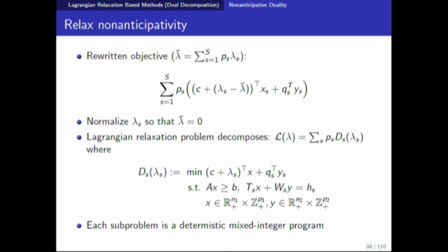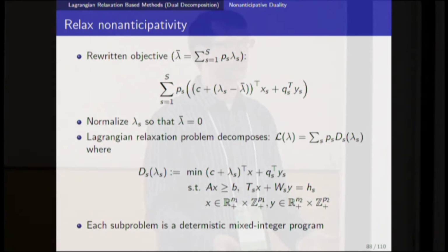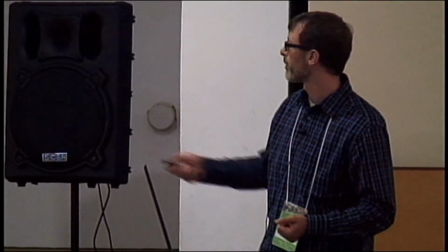I also don't like that I have lambda s minus lambda bar showing up here. And since that lambda bar is being subtracted from everybody, I can actually just assume that it's equal to 0, because I could just do that subtracting after the fact. So as a kind of a normalization, I can assume that that lambda bar is equal to 0, which then simplifies my expression here. That I get rid of that part here.